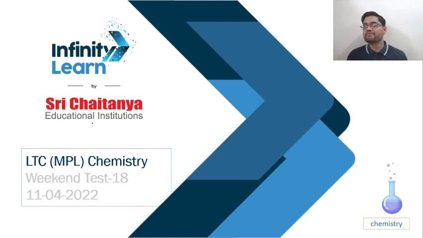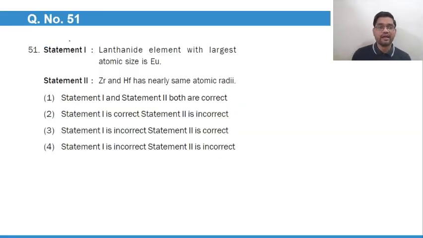So in LTC MPL chemistry weekend test 18, the first question that came was: statement 1, lanthanide element with the largest atomic size is U. That is certainly true. Zirconium and hafnium have nearly the same atomic radii. That is also due to what? LC, that is lanthanide contraction. So we'll go with option number 1 as the right answer.